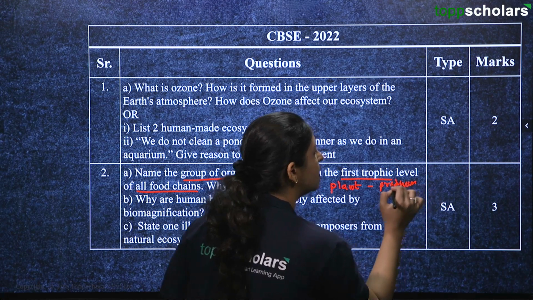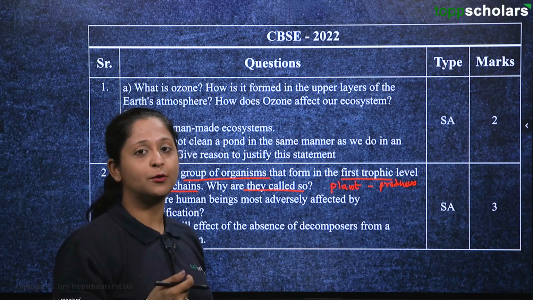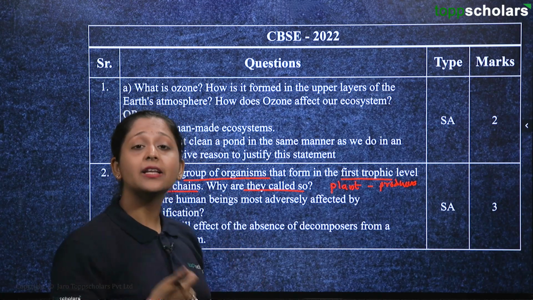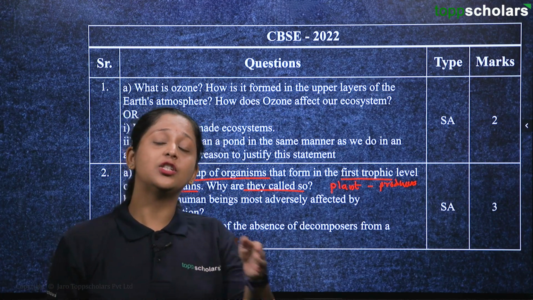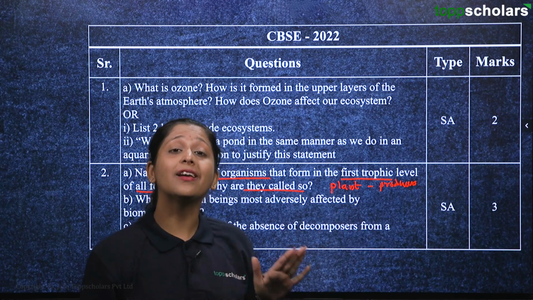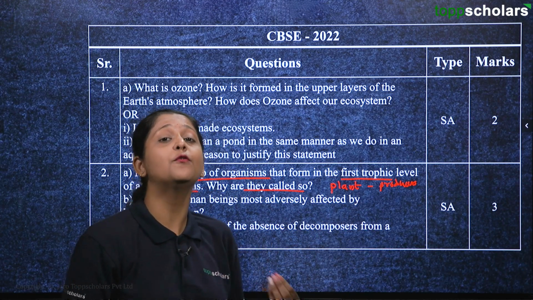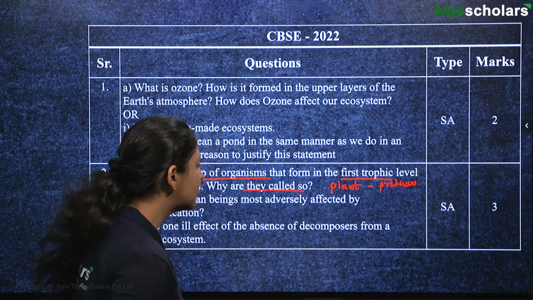What are producers? Why are we calling them producers? Because they are producing the food for you. When the plant is doing the process of photosynthesis, it converts the energy which is present in the sun. Right? The light energy is converted into chemical energy and they produce the food for us in the form of glucose. Hence, we call them producers, right?